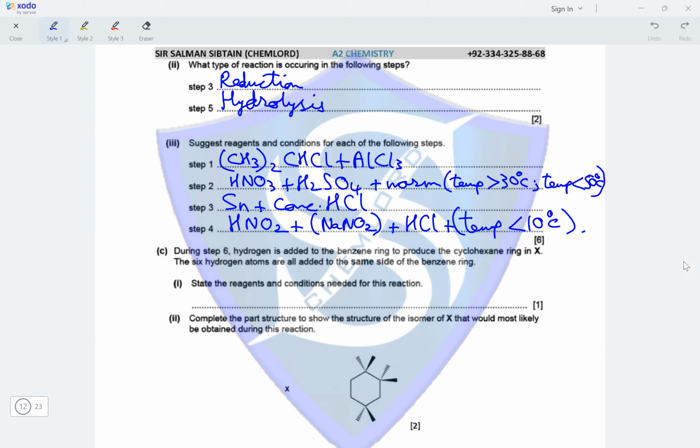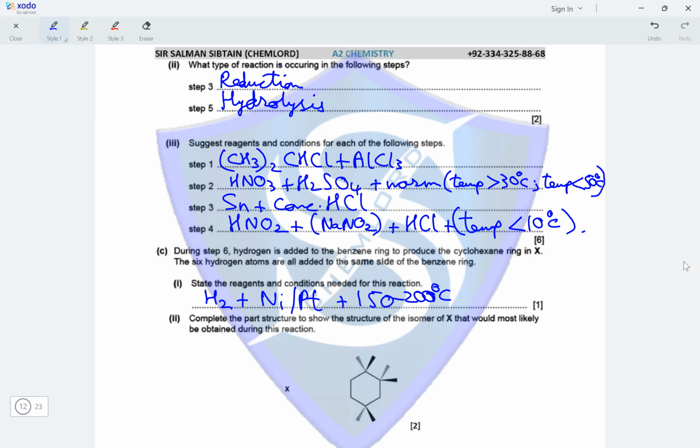The six hydrogen atoms are all added to the same side of the benzene ring. State the reagents and condition needed for this reaction. So we need hydrogen and a catalyst of either nickel or platinum metal and a temperature of 150 to 200 degrees Celsius. So these are the reagents and conditions needed to bring about hydrogenation.